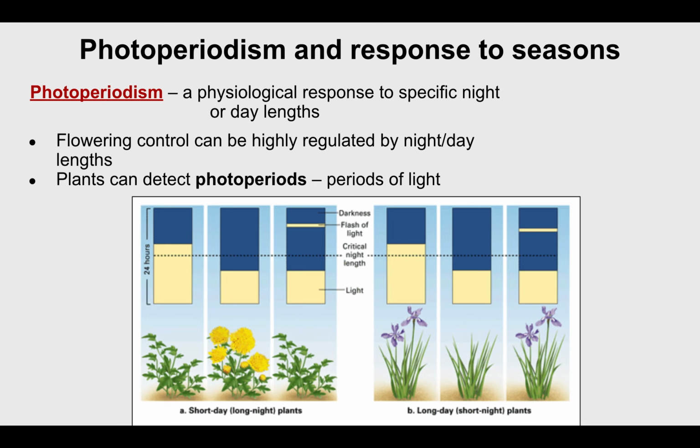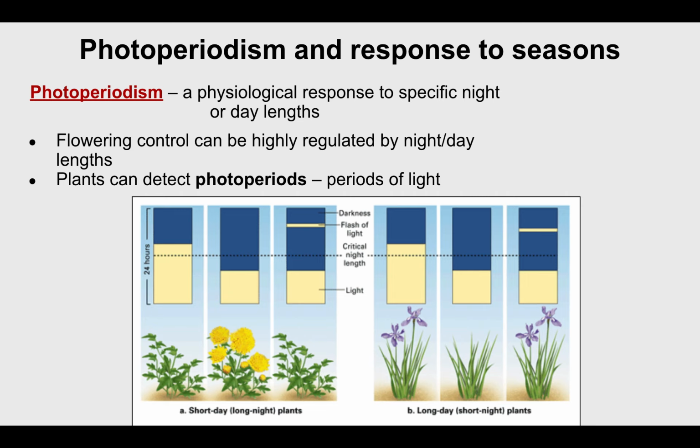And in this image here, we can see that some plants, so if we have this arbitrary line here, it's called critical night length, and we have a 24-hour day, the light is in yellow here, and darkness is in this dark blue. If the light for this specific plant is less than this critical night length, so we have a kind of a short day or maybe a long night here, the plant will flower. Which is different than other plants. Other plants, they don't like these short day lengths. They have to have a long day length.